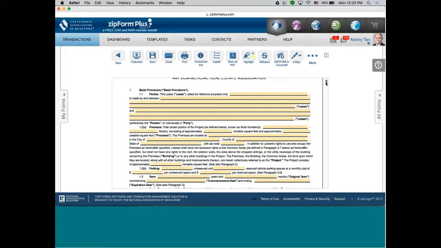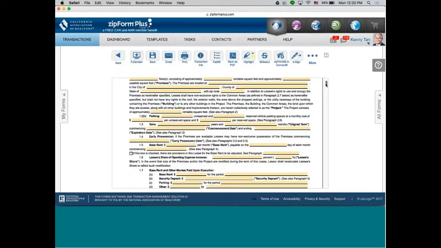The first page is pretty much the same. You got the parties, premises, parking. Now for parking, there is really no difference between the net and the gross lease. You have the unreserved parking as well as the reserved parking spaces. And this is exactly the same between the net and the modified gross for office.